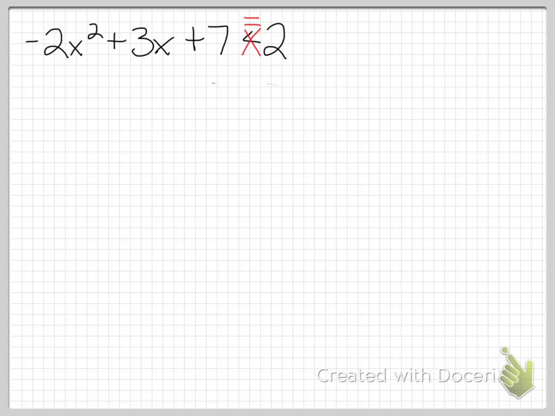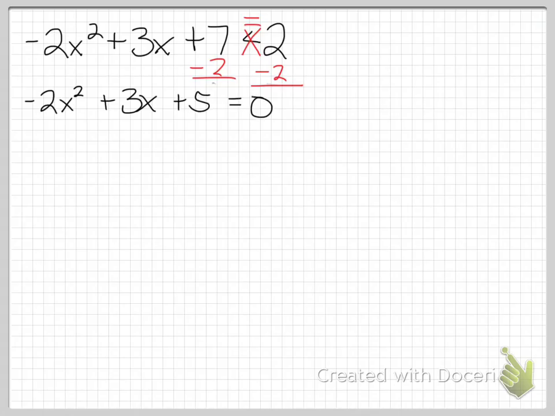So first thing I need to do for solving my equation is to make it equal 0. So I'm going to subtract 2 on both sides. So now my equation becomes negative 2x squared plus 3x plus 5 is equal to 0. Sorry, that should have been in red. Oh well. Okay, so adding 5, it is now equal to 0. Then I'm ready to factor my negative 2x squared plus 3x plus 5.